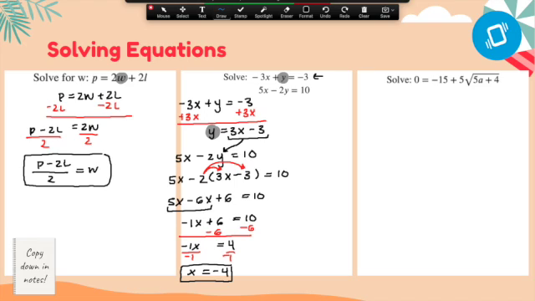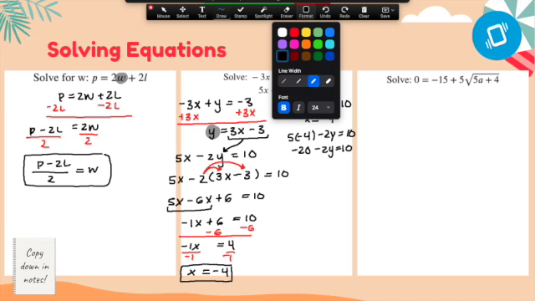So I'm going to pick one of these two. I'll just pick the equation 5x minus 2y equaling 10. And I'm plugging the negative 4 into the equation so that I can find out what my y value is. So if I plug in x equaling negative 4, I get 5 times negative 4 minus 2y equaling 10. That would equal negative 20 minus 2y equaling 10. And then I'm just solving for y.